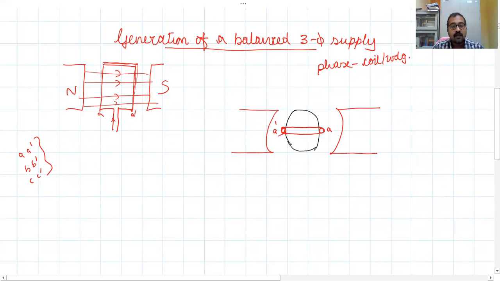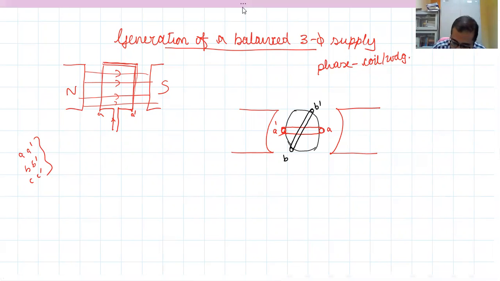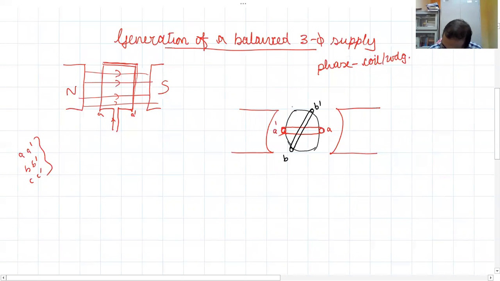A dash. Now 120 degrees apart from A, we have the next coil. Let me mark this as B dash. So this is B, this will be B dash. Again, another 120 degrees from B, we have C dash.